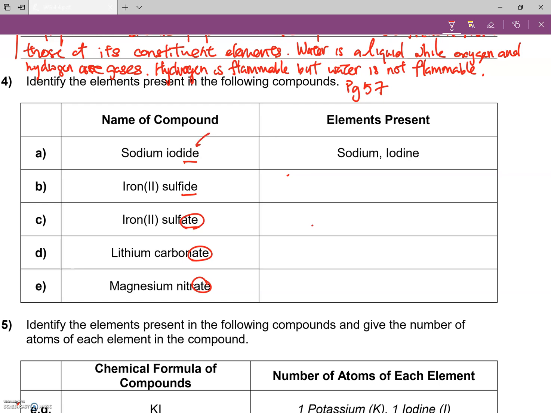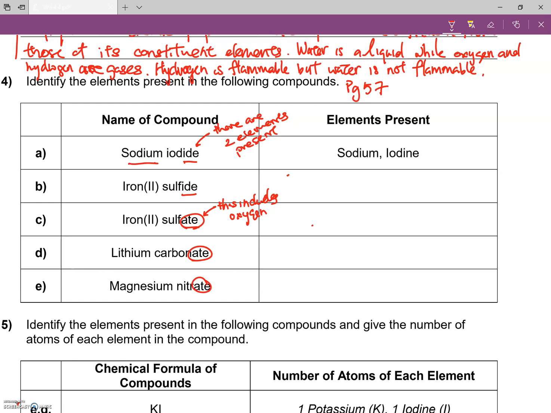IDE actually normally stands for there are only two elements. Okay, there are only two elements present. Now, whenever you see that there is this ATE at the back, it means that this includes oxygen. Now, let me give you an example. So, if I look at sodium iodide, do look at the naming here.